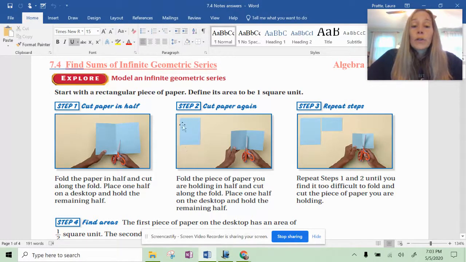Now, that's your first piece of the sequence, right? So this is your paper, and it's half of a square unit, because it's half of a piece of paper. Now when you take the remaining half and you cut that in half, each of these would have been 1/4 of the original piece of paper. And then if you take one of those quarters and you cut that, you would now have 1/8 of the original piece of paper, and so on.